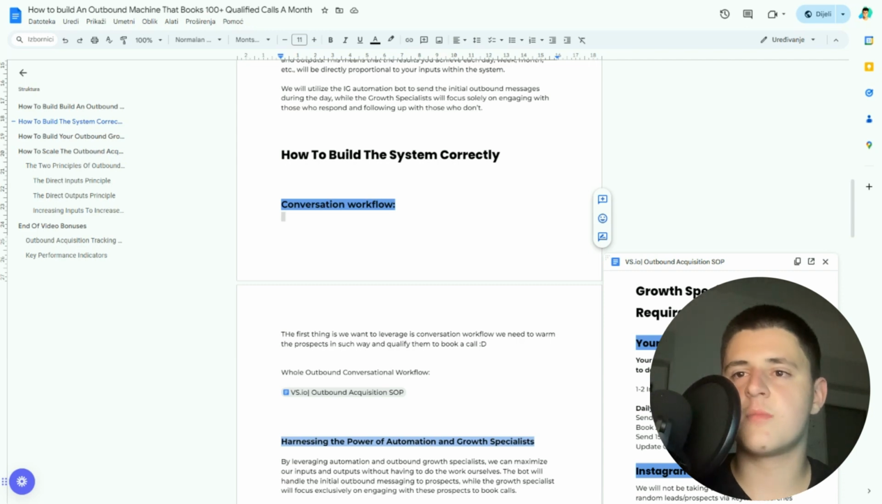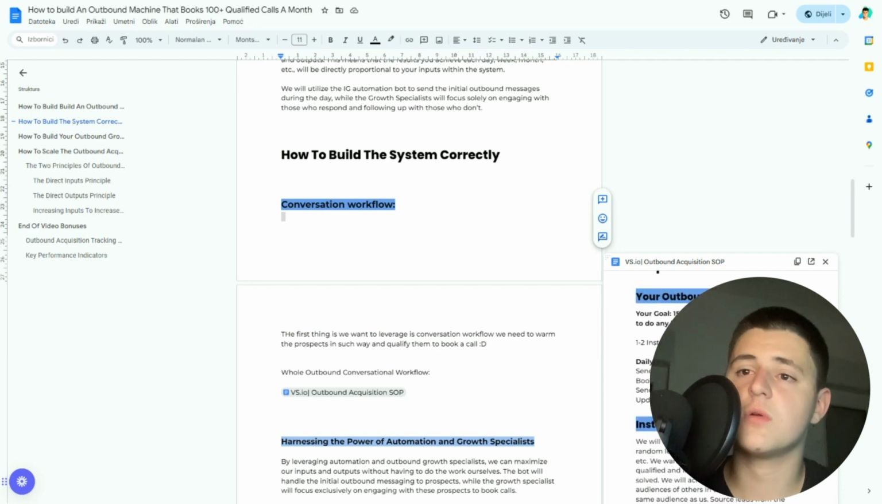These are the requirements for growth specialists, or for you, if you don't have money for a growth specialist. As I said, your outbound goal: you need to send 150 DMs daily, and you need to have 1 to 2 Instagram accounts. You need to send 100 to 150 messages per day, and you need a couple of Instagram accounts, a minimum of 1 to 2, to actually not get banned.